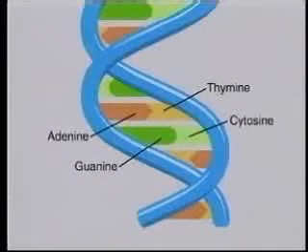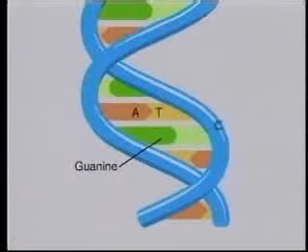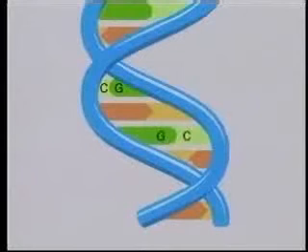The names of the bases are often abbreviated. T stands for thymine, A for adenine, C for cytosine, and G for guanine. T always pairs with A. C always pairs with G.